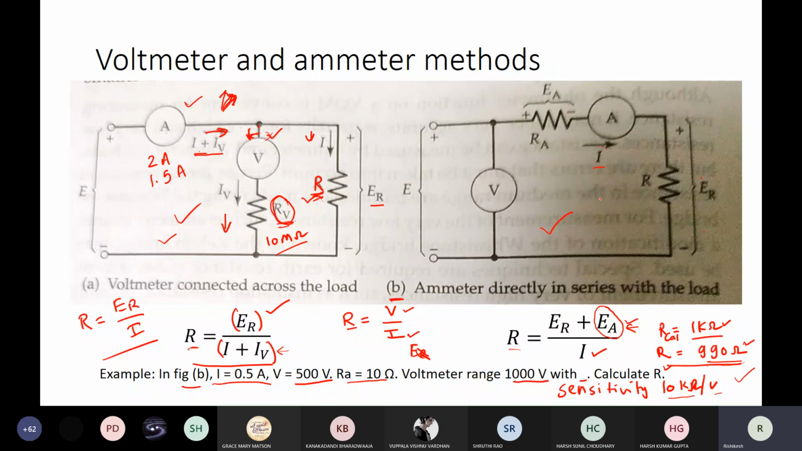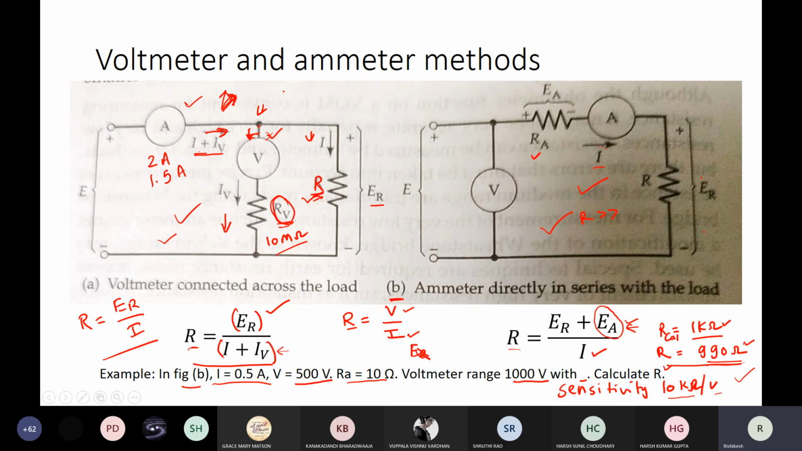In that case, this circuit is more appropriate for the measurement of R, because since R is quite high, we know that it is quite high, so I can neglect the effect of RA in this. So you first observe this.